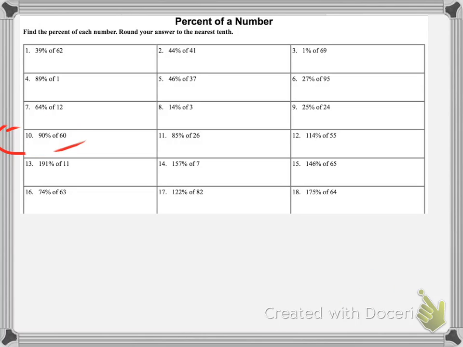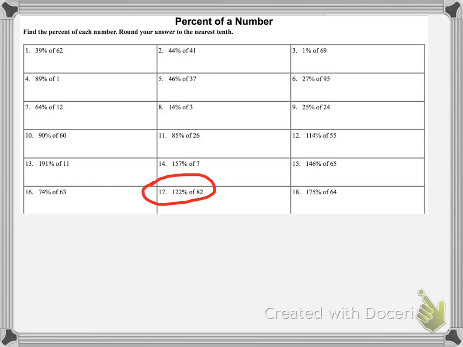We're going to try one now that has a percentage over 100%. So let's try 122% of 82. Okay? For 122% of 82, what you have to think about is the fact that it's more than 100%. So if it's more than 100%, that means that your answer should be larger than 82. So if I get an answer that's less than 82, I know it doesn't make any sense.